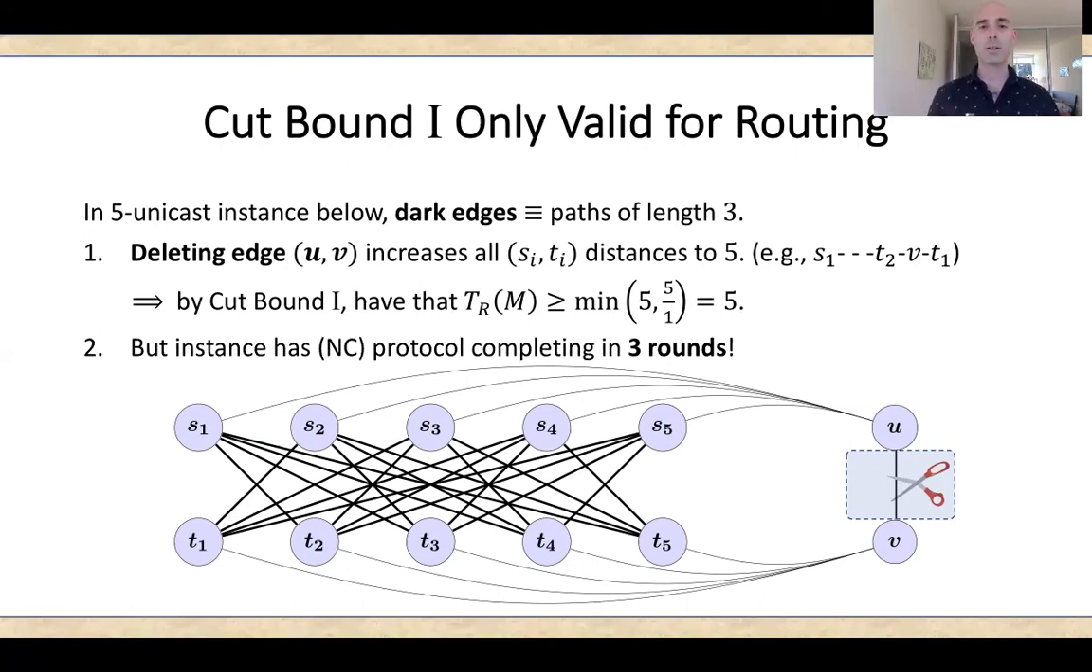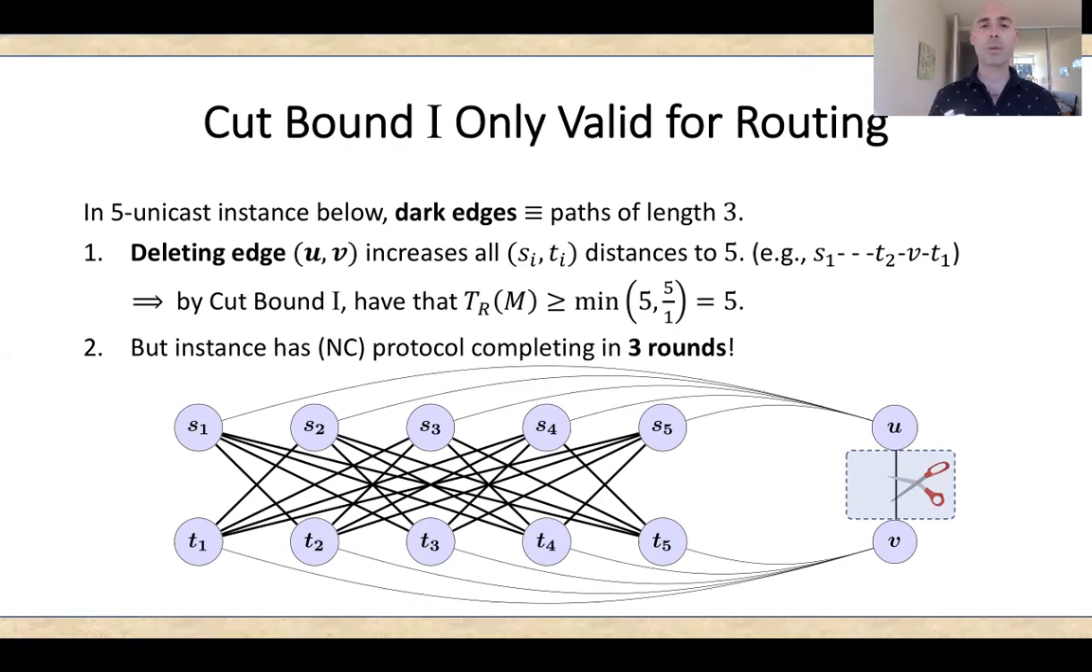Subtracting that from the irrelevant messages, every sink can compute its message. So what's going on here? Even though the removal of few edges increases the distance from every SI to every TI, the fact that there still remain short SI-TJ paths means that they can somehow combine their strength and solve this instance faster than routing.